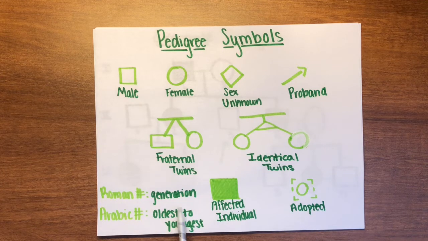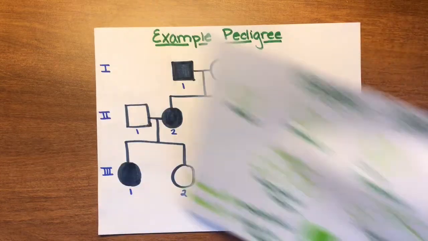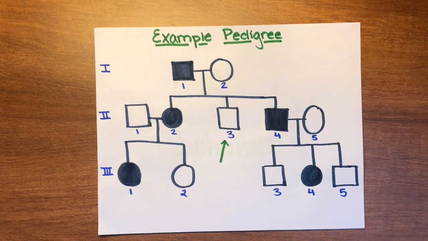Roman numerals show the generation number, and the Arabic numerals show the age from oldest to youngest within the generation. This is an example pedigree that has 3 generations as indicated by the Roman numerals on the side. Individual 2-3 is the proband of the pedigree.